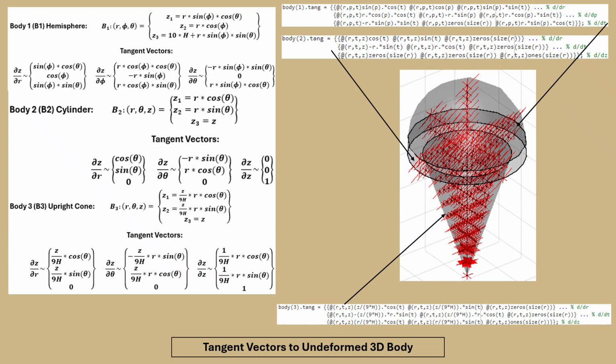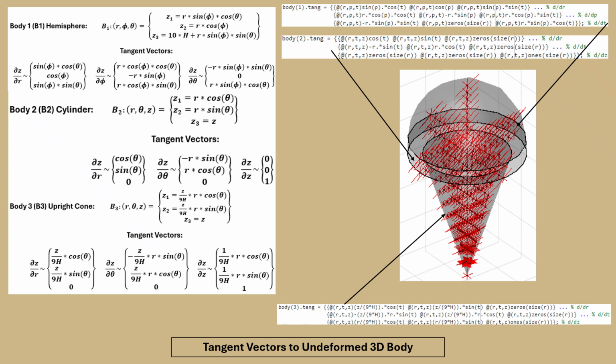All right, so on this slide, we're going to walk through the tangent vectors of my undeformed 3D body, starting out with the first piece, which is the hemisphere. Here's the definition of that body. Here is the tangent vector with respect to r, the tangent vector with respect to phi, and then tangent vector with respect to theta. My second body is a cylinder, and here's the definition of that body.